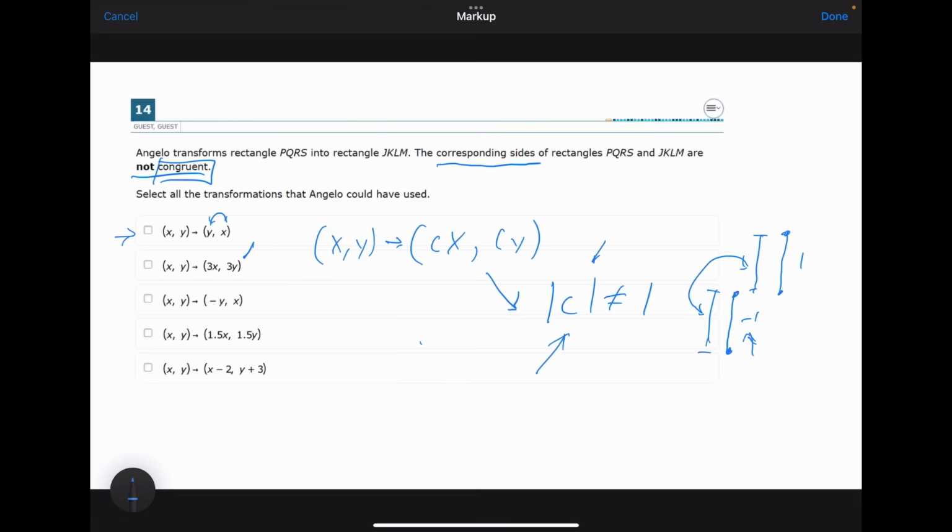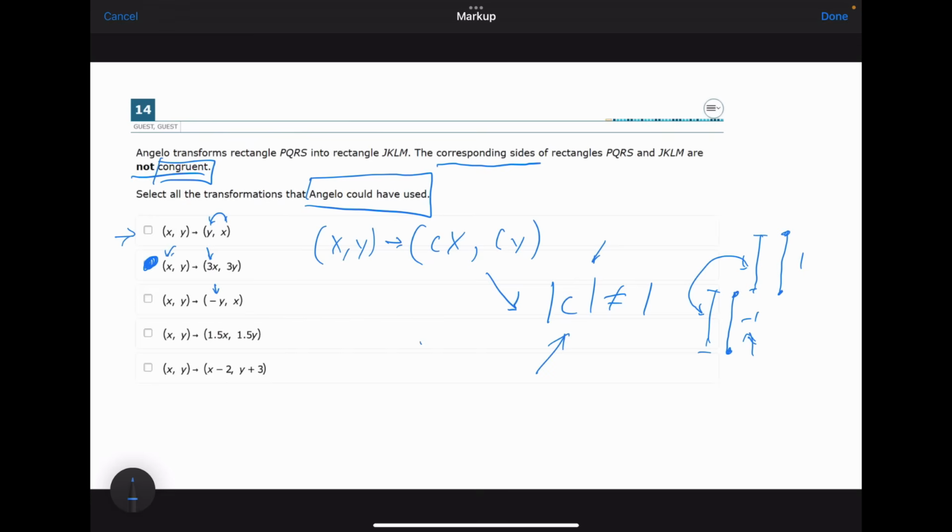However, when we get to this guy, you notice that we are drastically increasing the side lengths. So for this, we're actually going to mark this because this is a transformation that Angelo could have used to make PQRS have non-congruent sides. If you have a side length that's 3 times larger than its original side length, it is not congruent anymore.